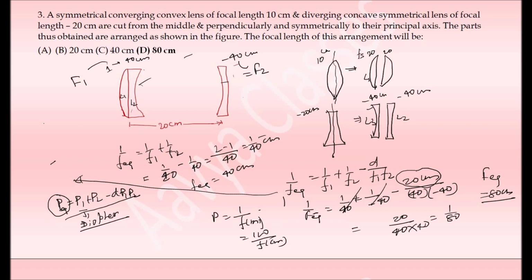Suppose that the power of one system is plus 5, the power of the second is minus 10, and D is given as 20 centimeters, then P equivalent will be 5 minus 10 minus 0.2 into 5 into minus 10. So this is the important concept which I wanted to share with you.